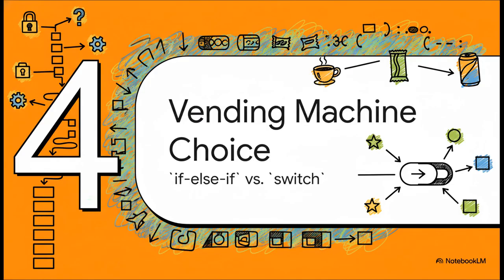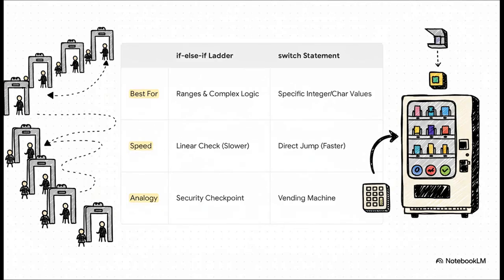So what happens when you have more than just a simple yes or no? You could build this long, clunky chain of if-else-if statements, but C gives us a much cleaner and often faster way to handle it when you're checking one variable against a whole list of specific values. I call it the vending machine choice. This table lays out the difference perfectly.